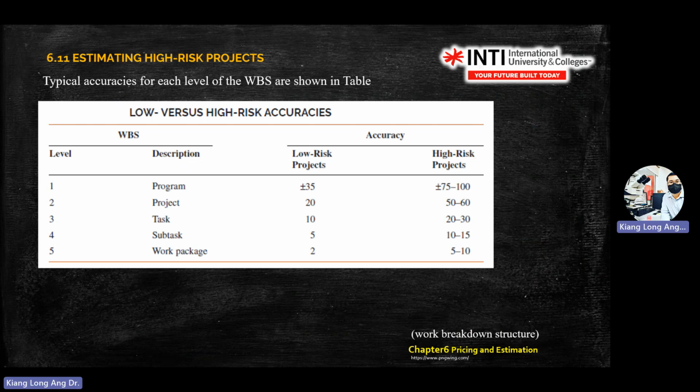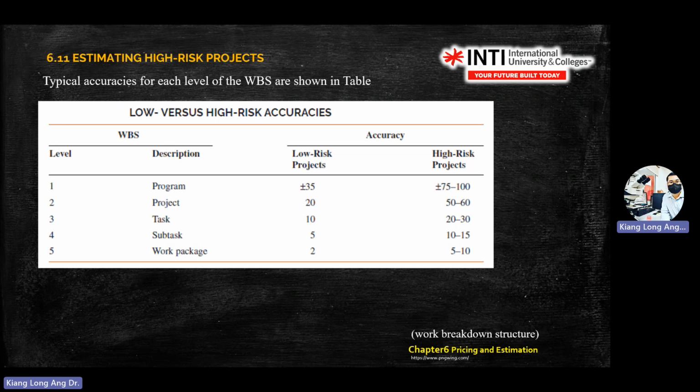So this is the accuracy between the WBS from level 1 to level 5. The accuracy depends on low risk and high risk. If you look at the table here, WBS level 1 until level 5, the description is program, project, task, subtask, and work package. If the accuracy is about plus minus 35% at level 1, they consider it low risk. But if the accuracy is more than 75% at level 1, they consider it a high risk project.